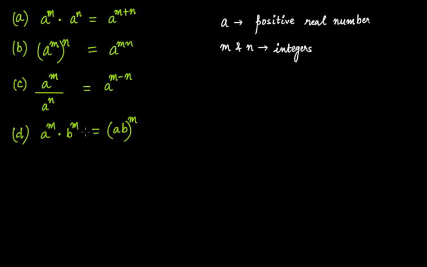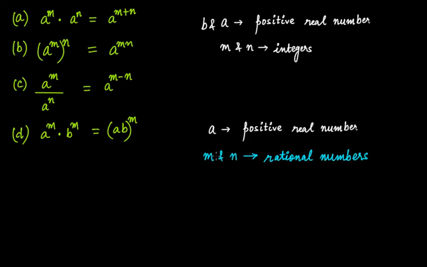These four laws of exponents we learned in grade 8. Now a is a positive real number, and b is also a positive real number, b and a both. Now the same laws of exponents can be extended for when m and n are rational numbers. So it is true when m and n are integers, and it is true when m and n are rational numbers as well.